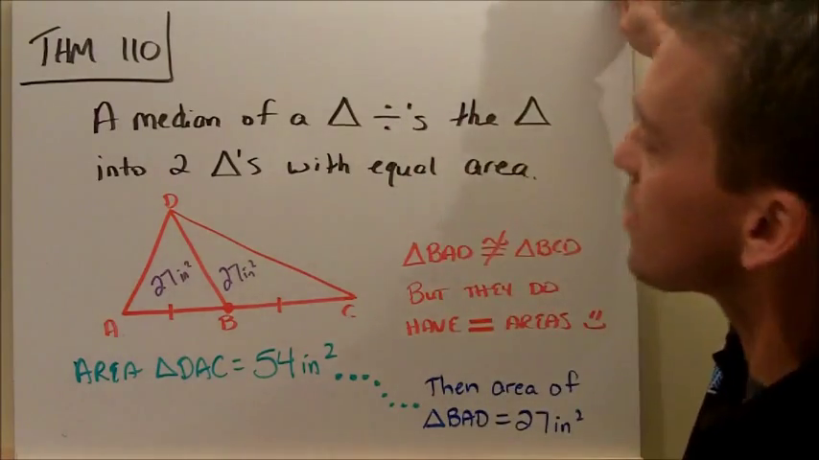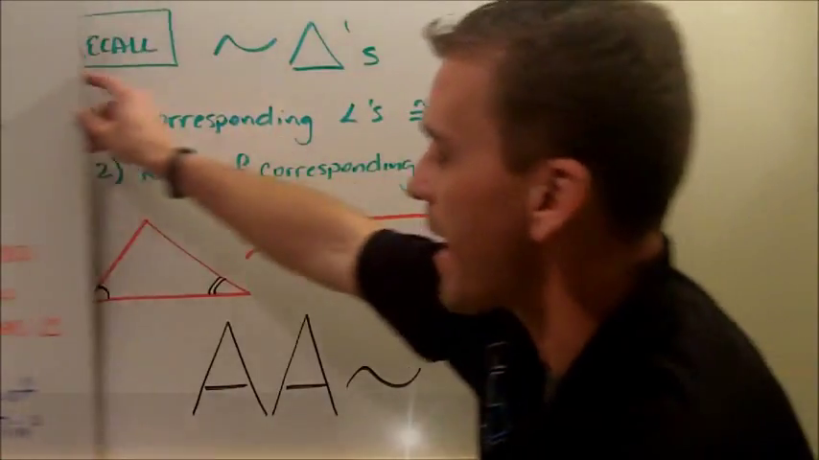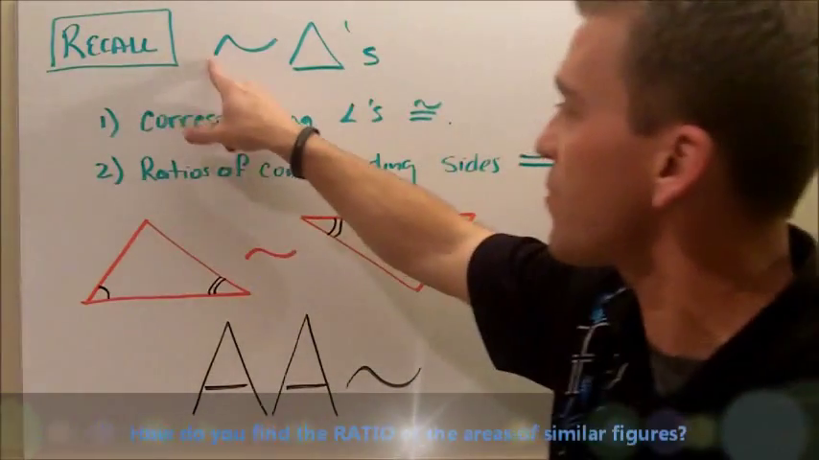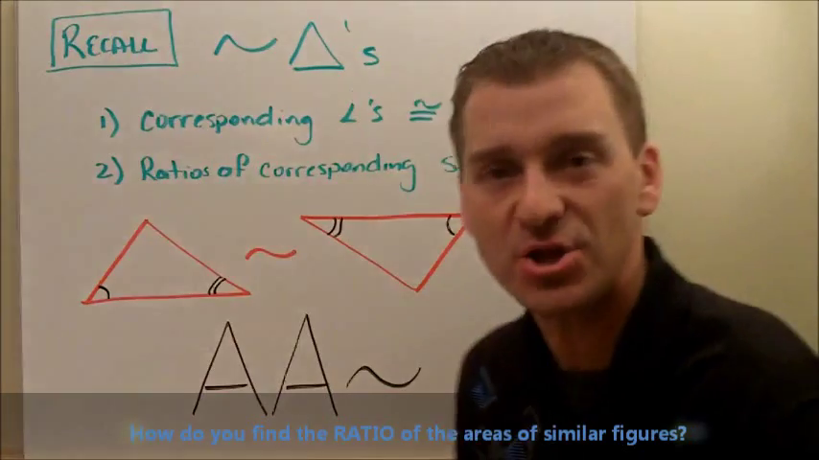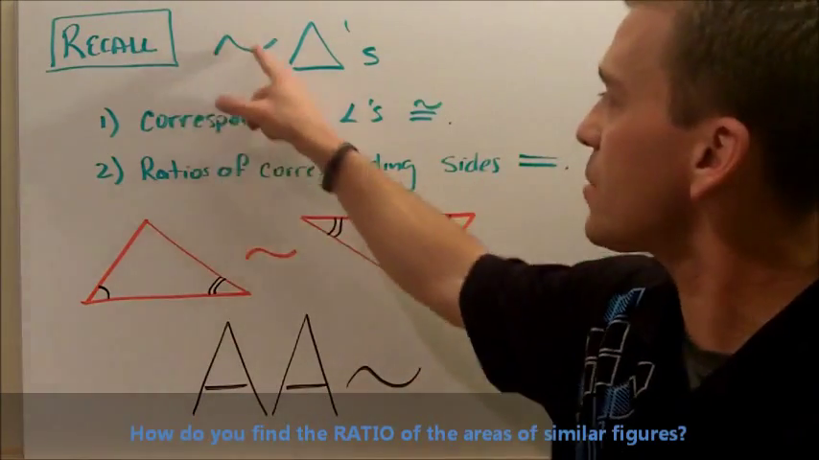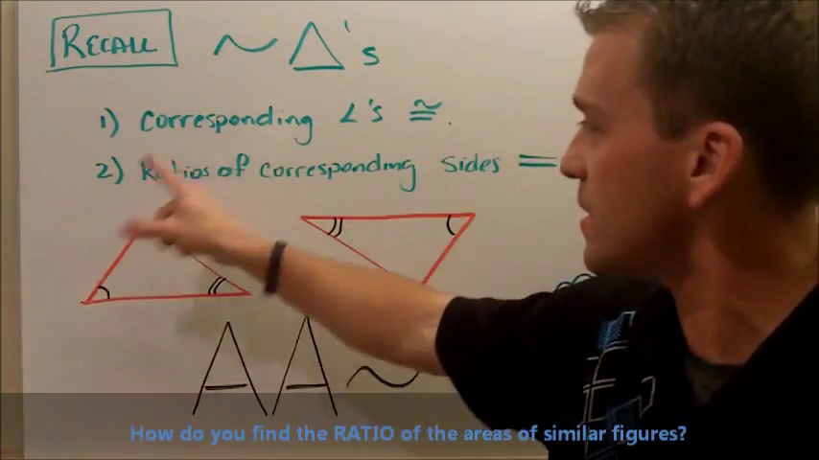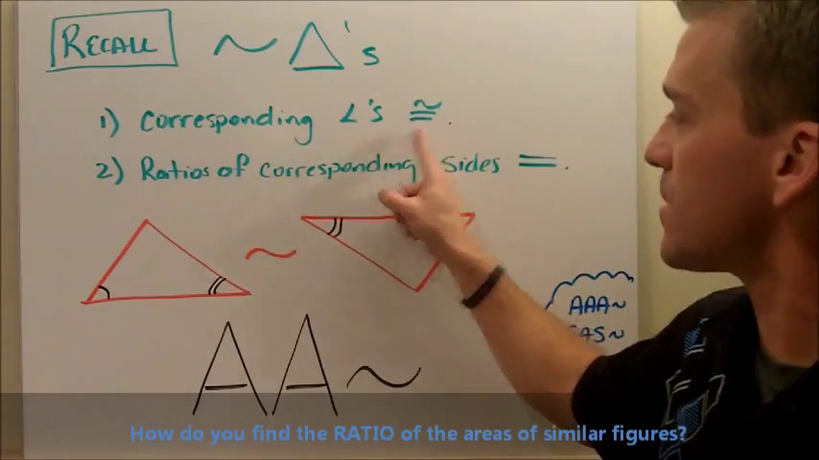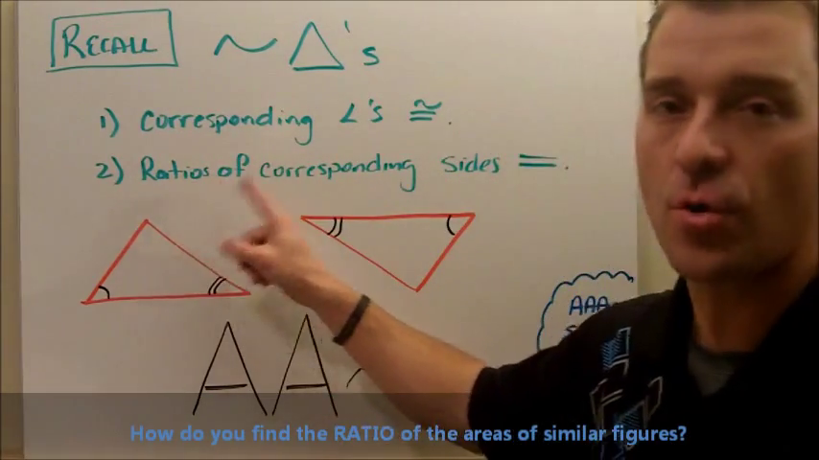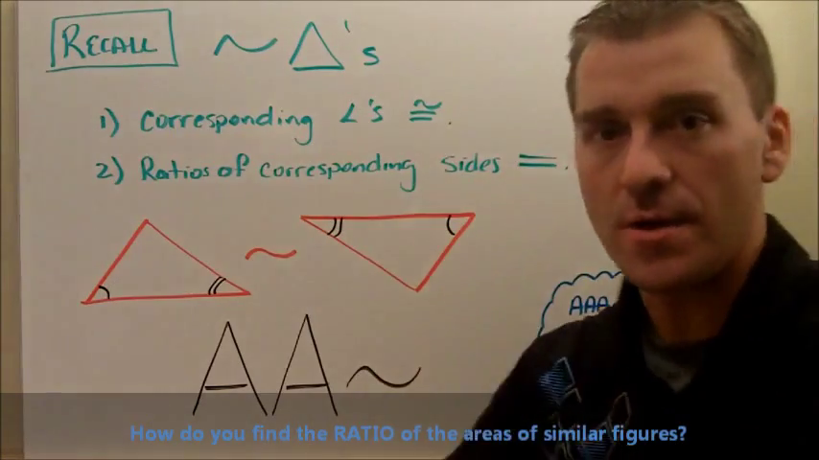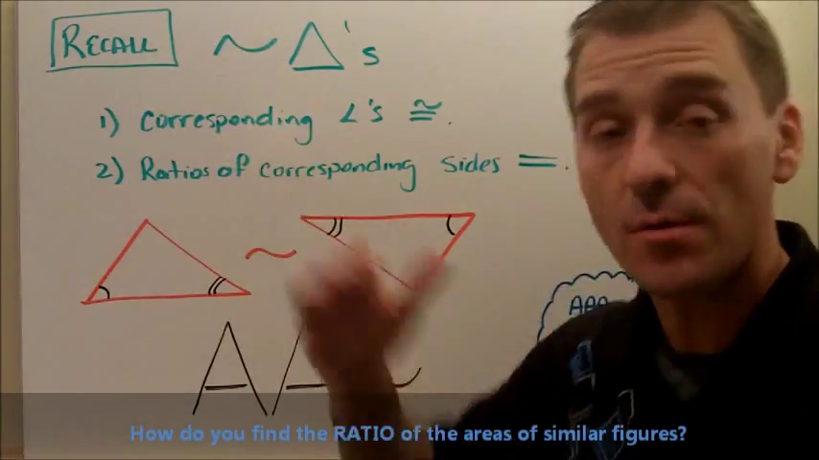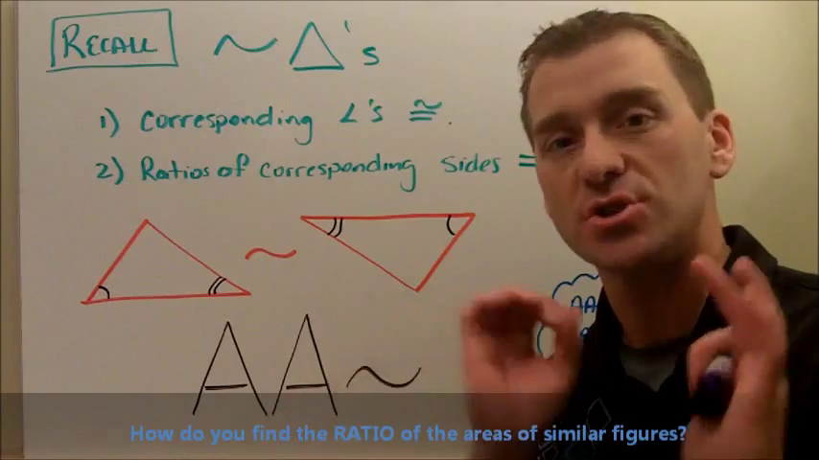Okay, let's do a little recap. Back to when we talked about this little thing right here. The old Spanish triangles. Just kidding. These similar triangles. Remember with similar triangles, two things were true. Corresponding angles were congruent, and the ratios of the corresponding sides were all equal. And remember, this only dealt with triangles, not other shapes, just triangles.